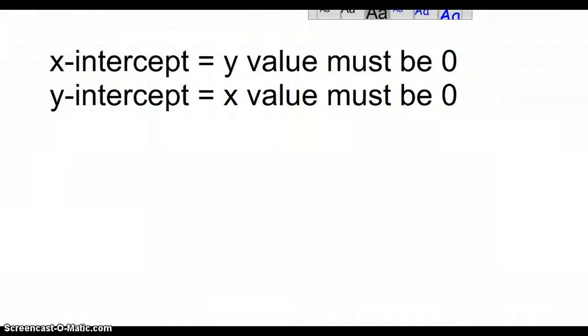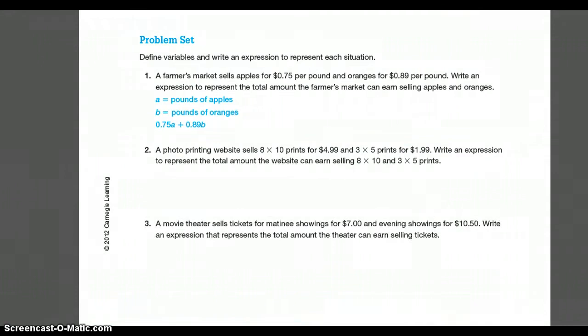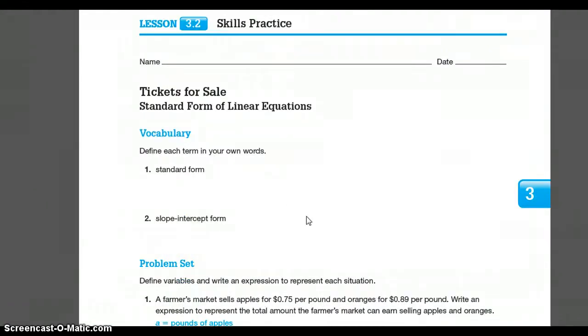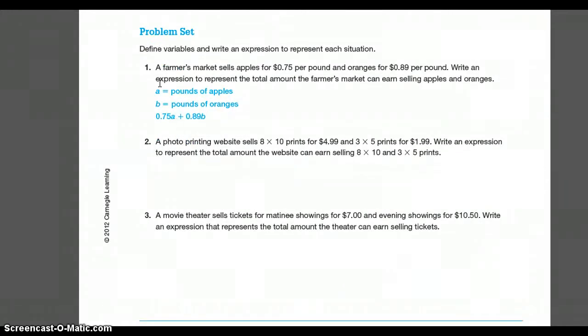All right, now for your homework tonight, we're going to go back to the skills book, and you're going to start the problem set, so you do not need to complete 1 and 2 in vocabulary. So the first part's very easy. This one says a farmer is selling apples and oranges. So you have to say A is apples and B is for oranges. And you just have to come up with the equation. It's 75 cents per apple plus 89 cents for oranges. They didn't use O here because O looks like 0, so they used B, but you could use something else. So those are the first ones.